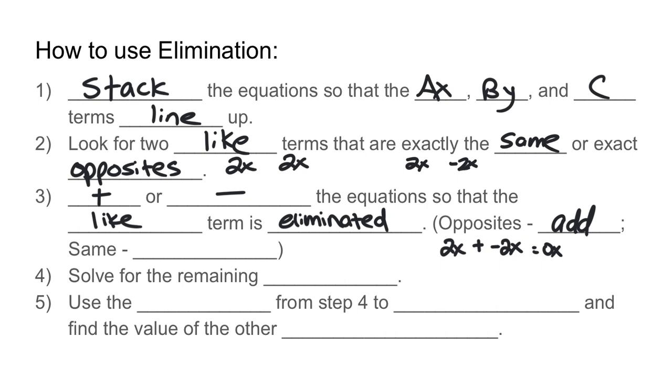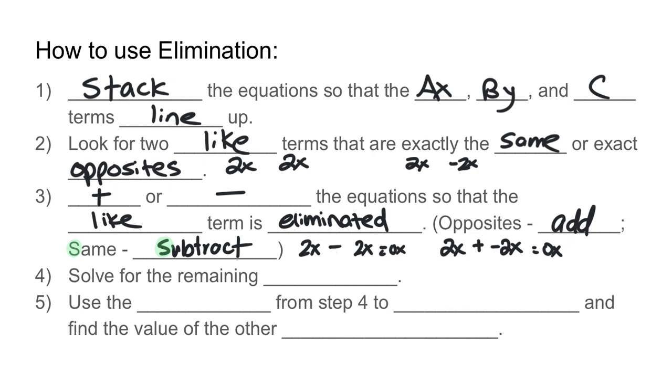Now think about what happens when they're the same. If we have a 2x and a 2x, well, if I add that, 2x plus 2x is 4x. That's not going to go away. But if I subtract 2x and 2x, that will go away. That becomes 0. And that allows me to get rid of the terms when they're the same. So when they're the same, we subtract. For you folks that like alliteration, same and subtract both start with S. That's helpful.